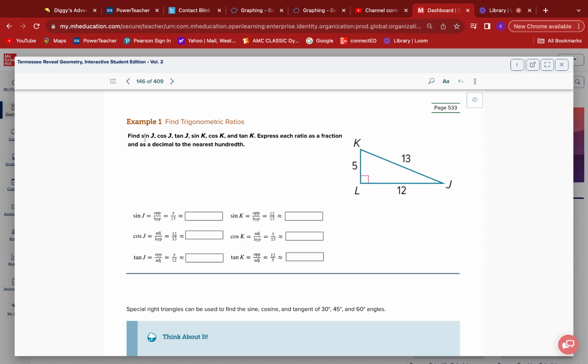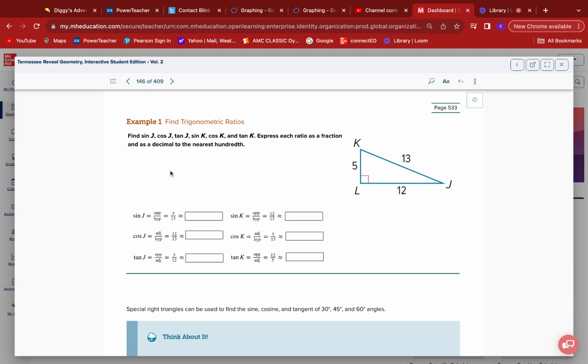Okay, sin is not sin. So if you're a student, please don't call it sin. It's like scraping your nails on a chalkboard. If any of you guys have chalkboards anymore, it's sine, S-I-N-E. Sin is just an abbreviation. Same thing for cosine and tangent.